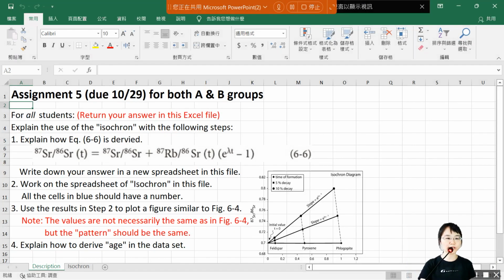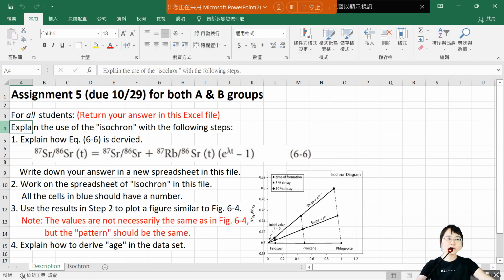Starting from next week, we will have 3 weeks of radioactive dating. Usually this is the time when some students think she has to drop because there's too much mathematics. For next time, there will be no distinction between A and B. All of you will have to answer the same question. Return your answer in this Excel file. You don't need to prepare a PPT.